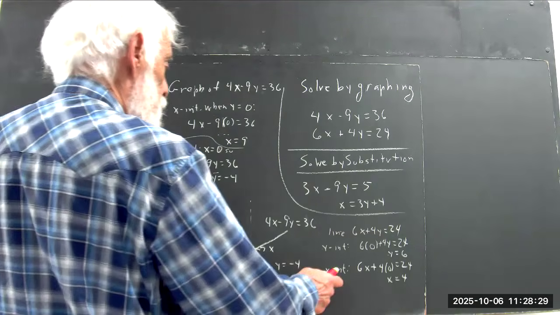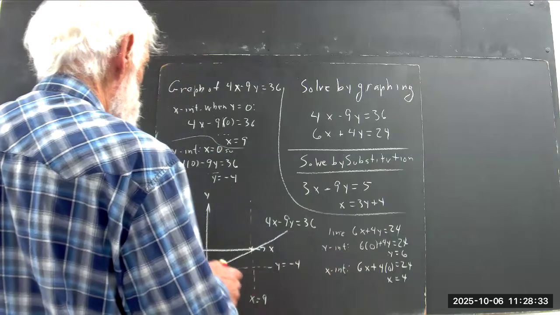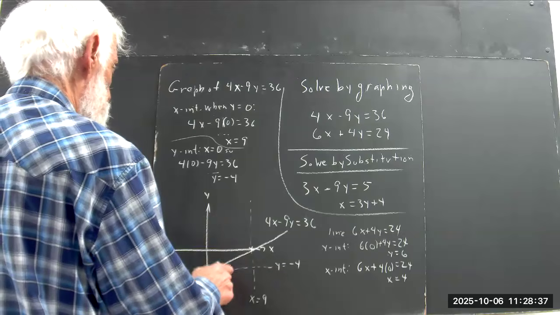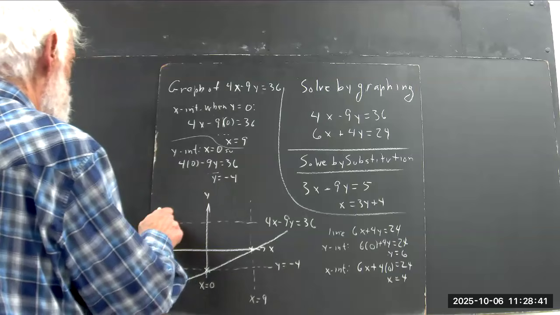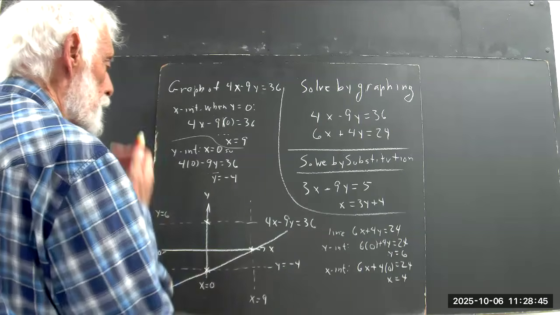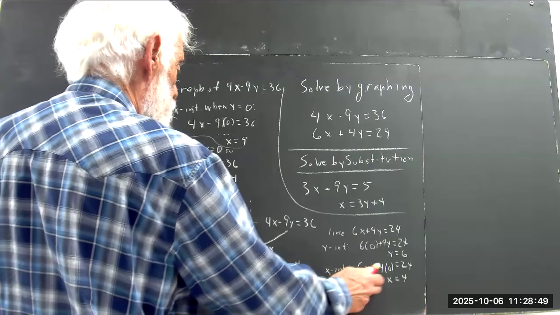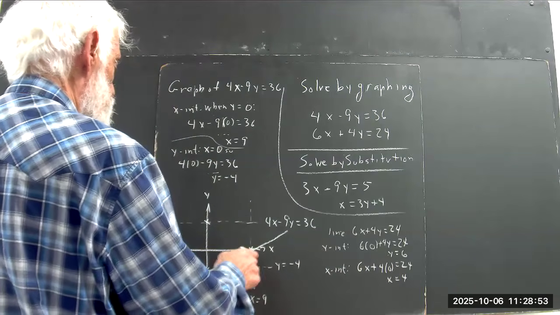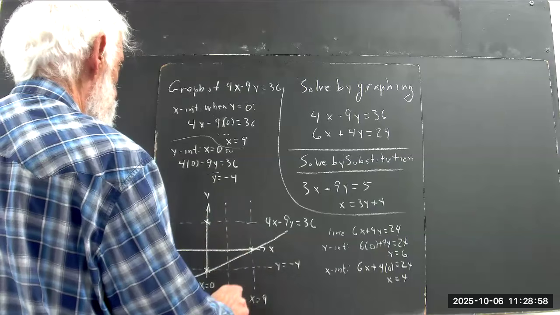Okay, so now we have y-intercept, y equals 6. So let's see, y equals 4 here. I say y equals 6 here. Put a mark here. And then x-intercept, x equals 4. When y equals 0, x equals 4. So let's see, if this is 9, then 4 is about here.